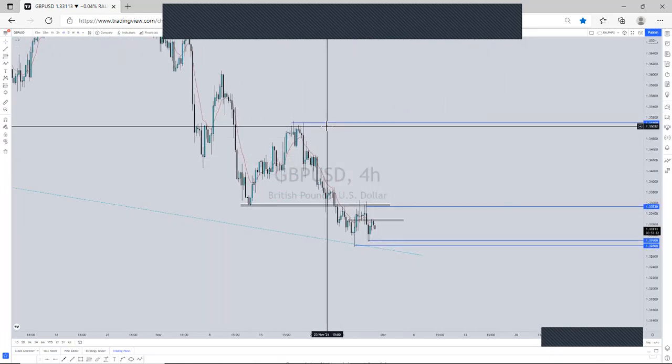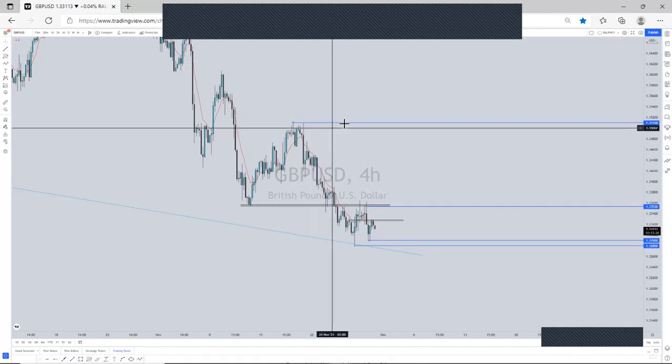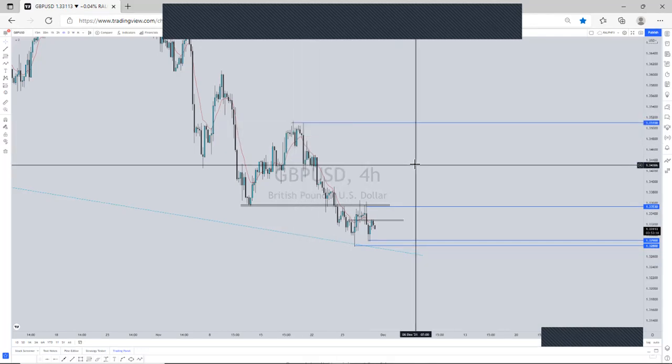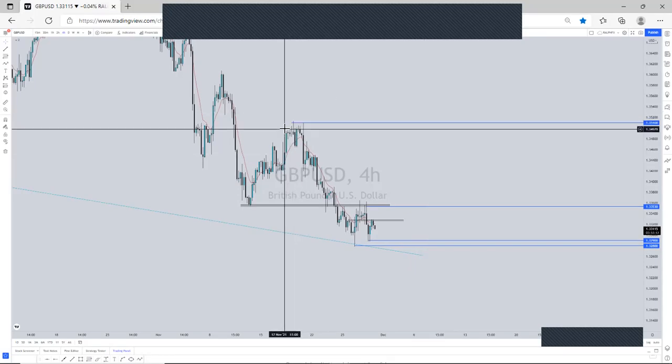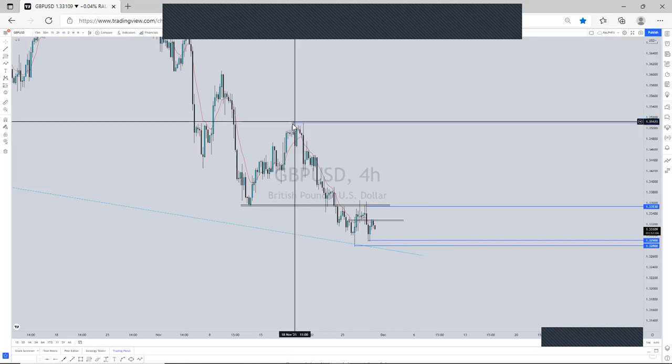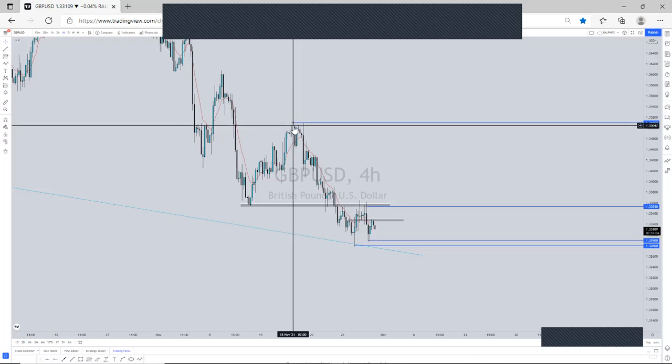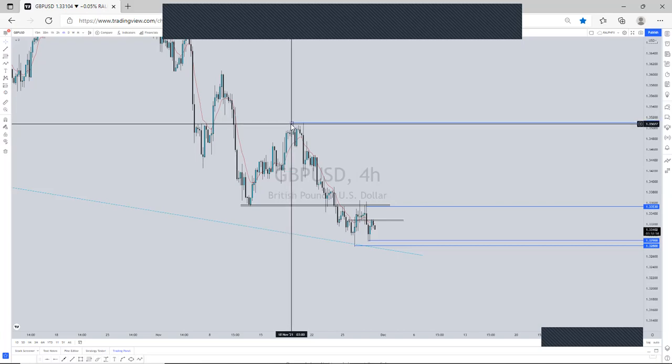So first psychological level I want to point out is this high here, 1.351. I mark this level out because this was the previous week's high, right? The previous week, we printed this high on Monday, Tuesday, I can't remember the day exactly, but that was when price made this high. So 1.351 was the highest price GBP/USD made last week.